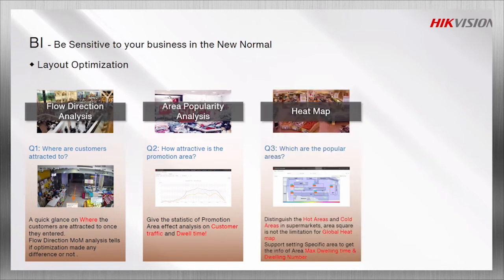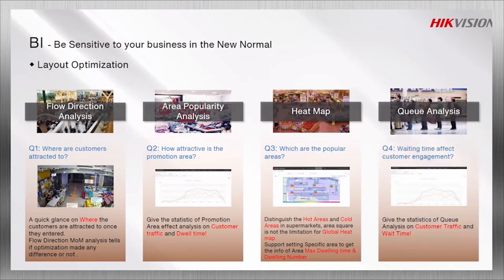The third question is about which areas are the most popular areas in retail. By using the heat map, we can easily find by the colors which areas are popular and which are not that popular. And also we can define a specific area to get the information of the maximum dwelling time and also the dwelling numbers.